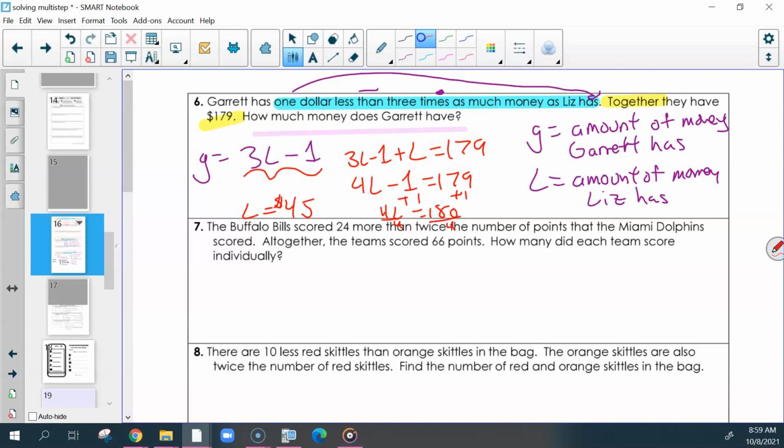But we have to go back, put that in, and figure out how much money Garrett has, because that's actually what it asks. Would it be Garrett's one? It has to be 1 less than 3 times as much. I'm going to put this over here. 3 times 45 minus 1 equals G. This would be 135 minus 1, so 134.